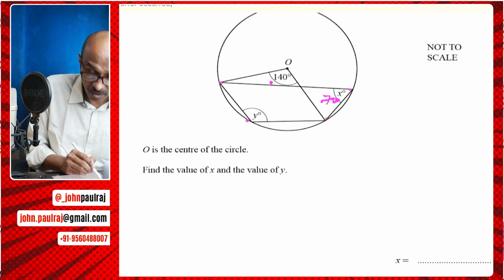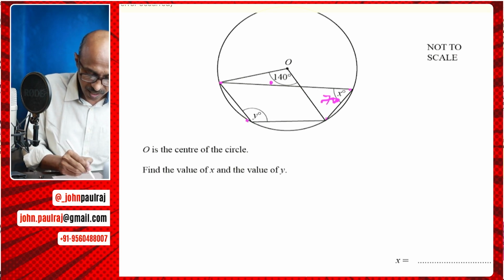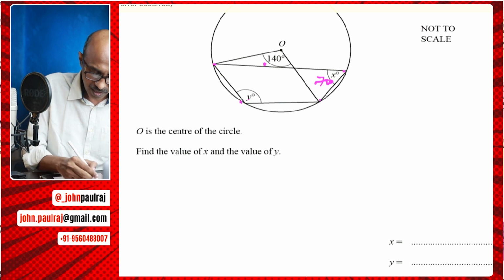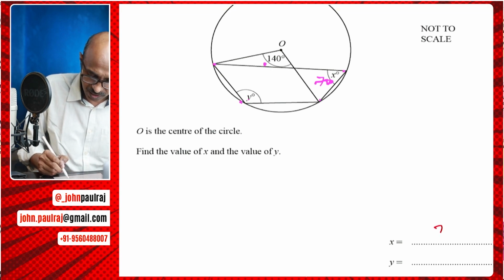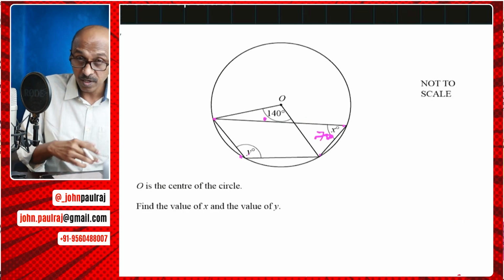The vertices of the cyclic quadrilateral lie on the circumference, so that 70 and y must add up to 180. Y should be 110. And what have they asked? Yeah, they just asked the values of x and y. X must be 70, and y must be 110 because of the property of the cyclic quadrilateral.